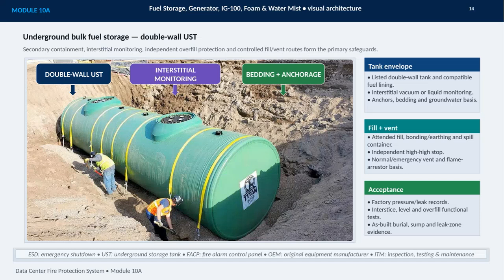This slide focuses on the visual architecture and acceptance basis for underground bulk fuel storage, specifically a double-wall underground storage tank. The central idea is layered protection: the tank envelope, the fill and vent arrangement, and the evidence required before acceptance. The primary safeguard is not a single component, but the combination of secondary containment and continuous interstitial monitoring.